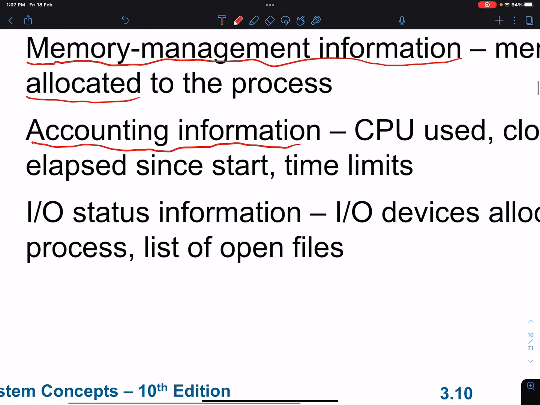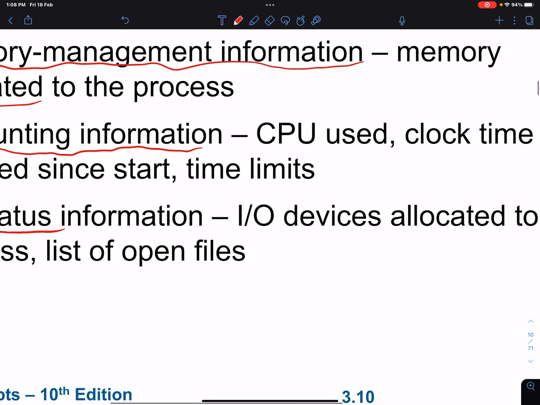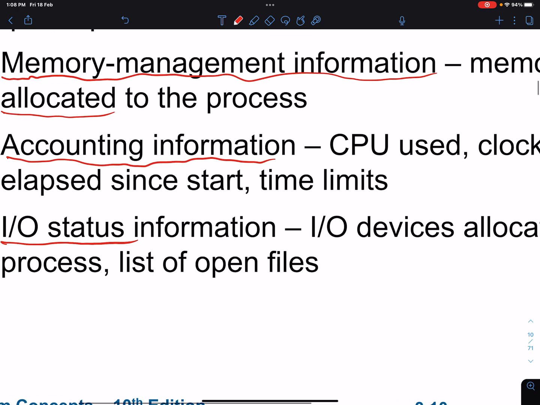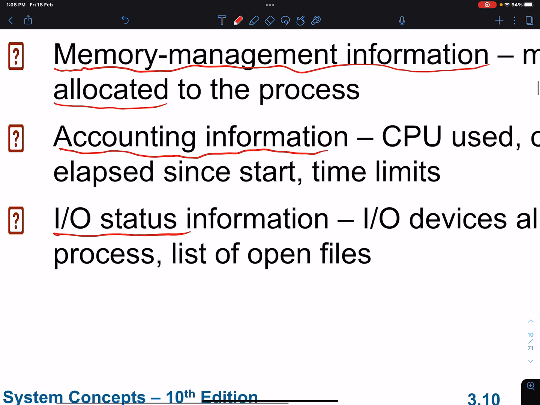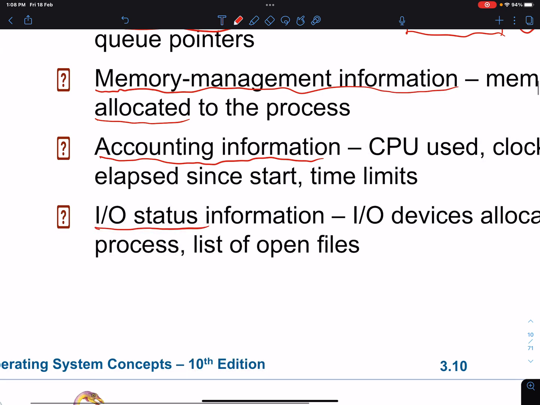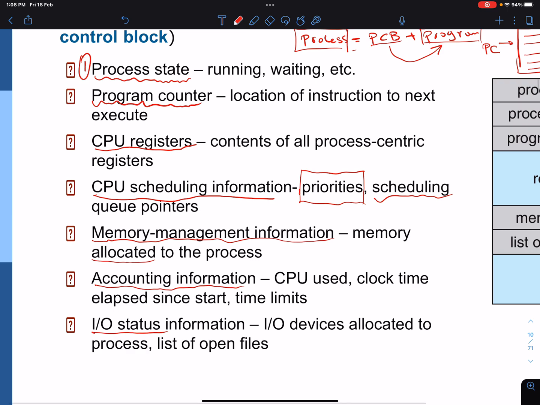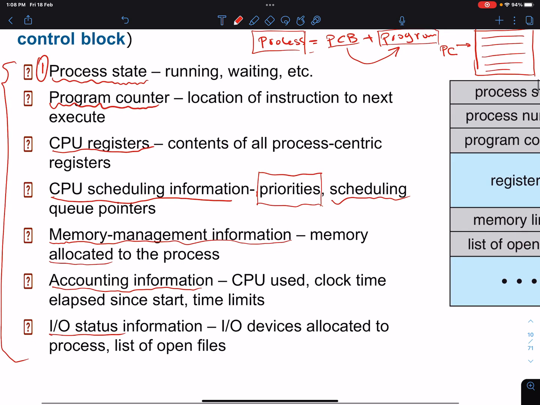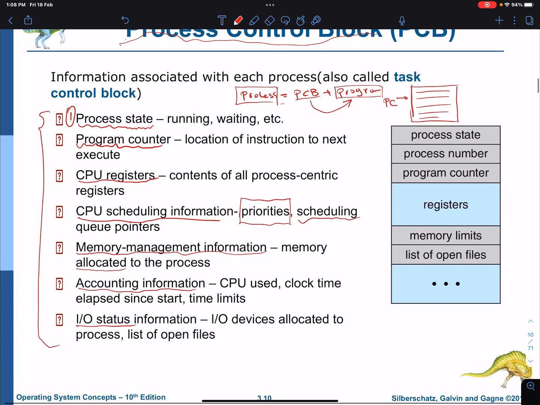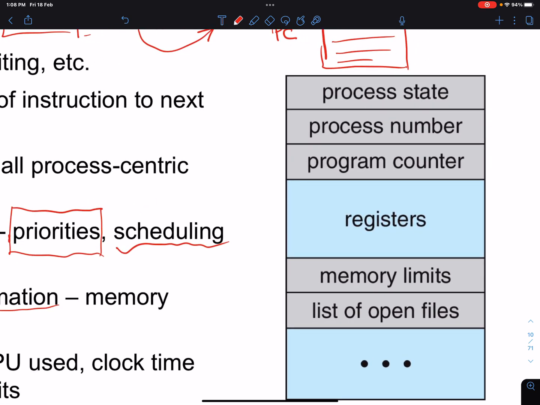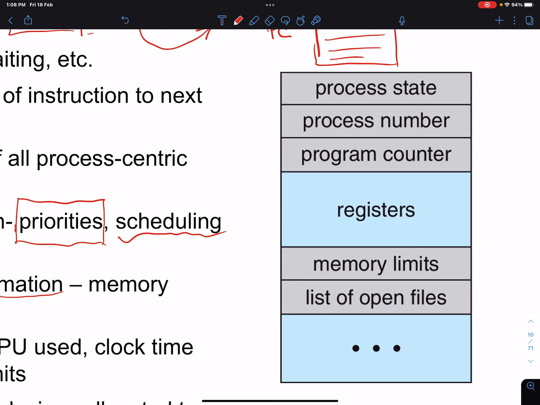Everything that you will find in chapter 5 is also stored in the PCB. Also the I/O status: which I/O devices are allocated to it, which open files the process has, and so on. Are those all the items that are stored in there? No, those are just examples. You have much more information that you would find in a PCB.